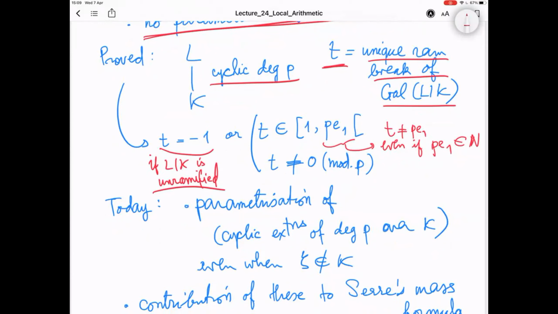What we are saying here is that if there are some others, then the unique ramification break T will have to occur at some integer. I mean, T will have to be prime to P, and between 1 and PE1 minus 1.